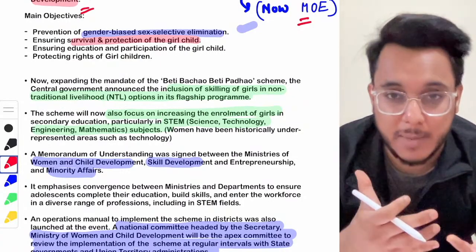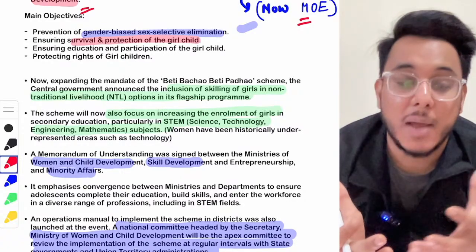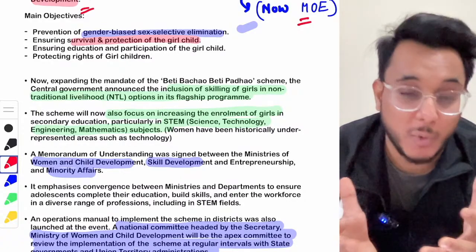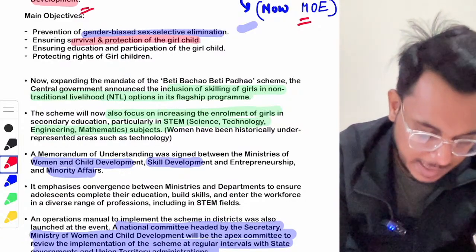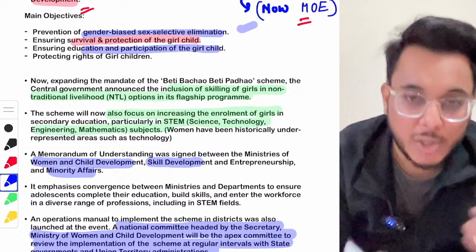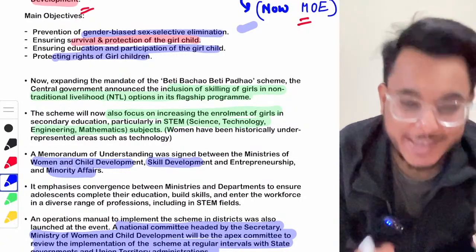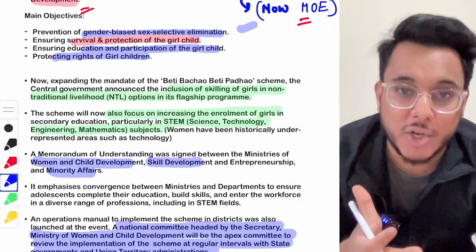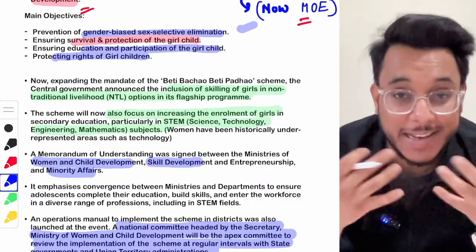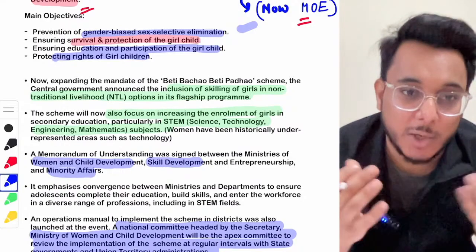After that the survival is very much important, and that survival depends on providing that child good nutrition, providing that child immunization and all such kinds of assistive services. Then the education and participation of the girl child, and then finally protecting the rights of the girl children, rights of education, rights of nutrition, rights of dignified childhood. All these rights are to be protected.